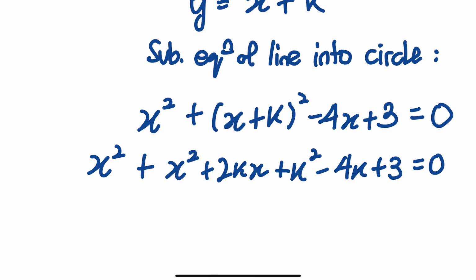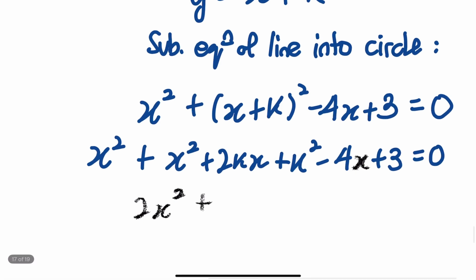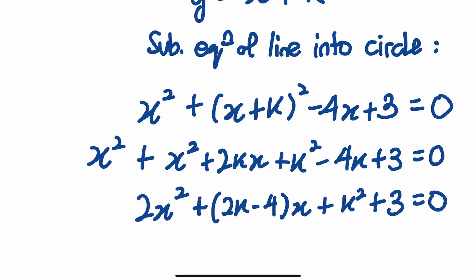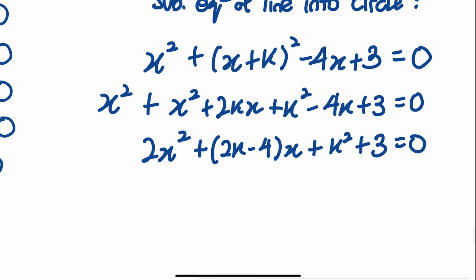Okay, so from here I simplify further. I will get 2x squared, then plus 2k minus 4, x, plus k squared plus 3 equals 0. And therefore this is my resulting quadratic equation.